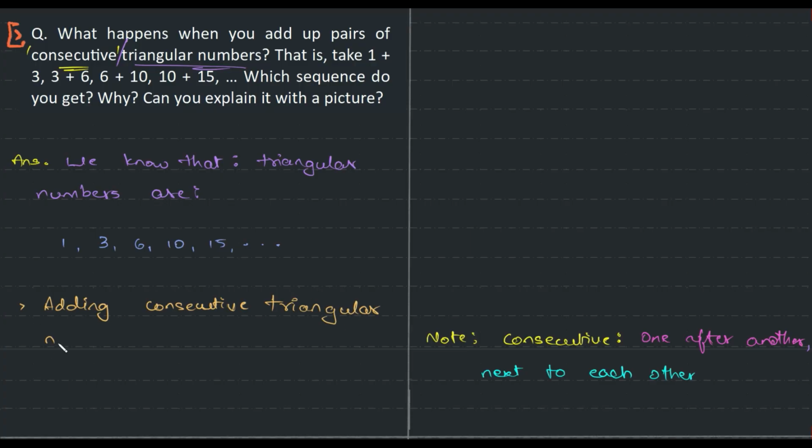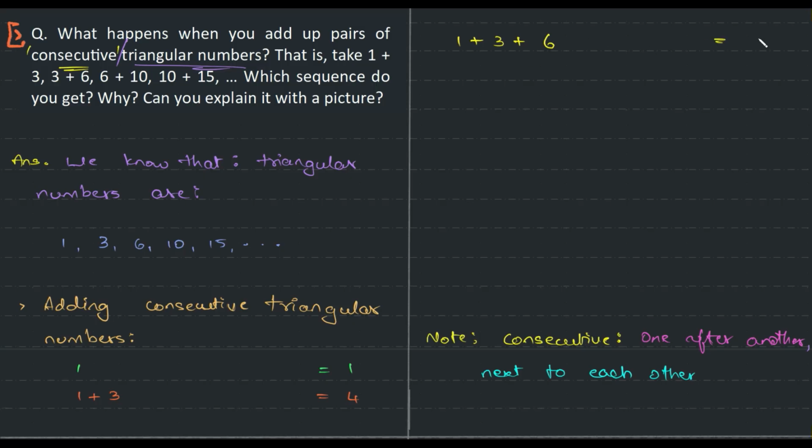Triangular numbers. Okay, let's look at it. The first thing is 1 is equal to 1. Then 1 plus 3 is 4. So whenever 4 comes, instinctively you should look into some number. What is that? Think about it.